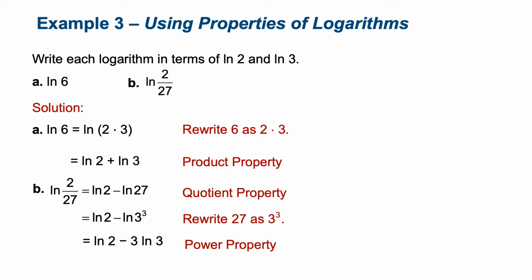And since I need to express it in terms of ln of 2 and ln of 3, ln of 2 is fine, but now ln of 27 I can rewrite as ln of 3 cubed, okay? Because 27 is 3 cubed, yeah? So now that I have the power, I can use the power property and bring it to the front, and my final answer will be ln of 2 minus 3 ln of 3.